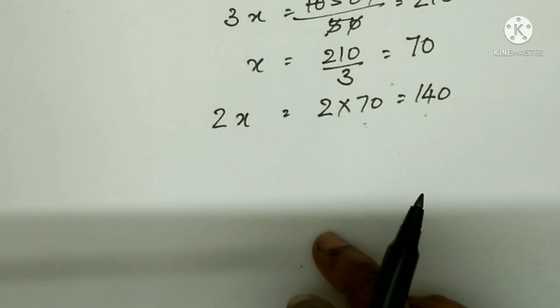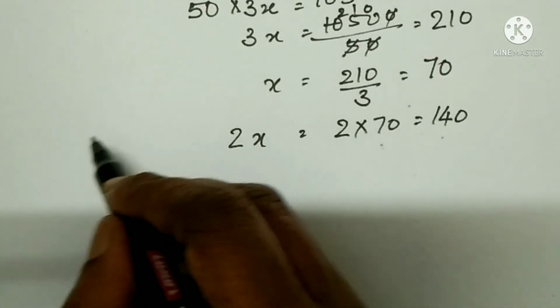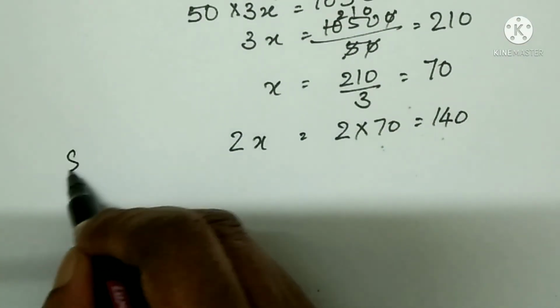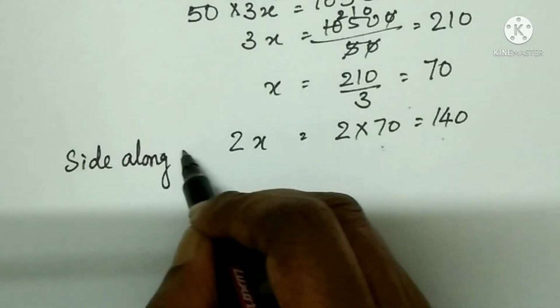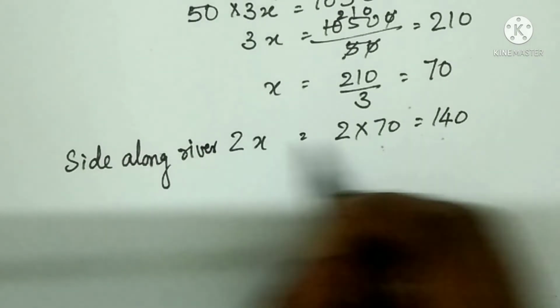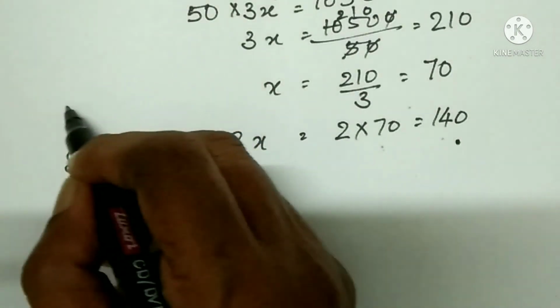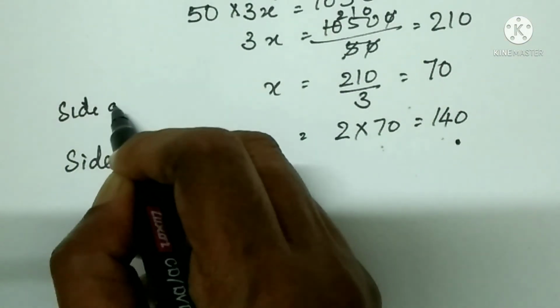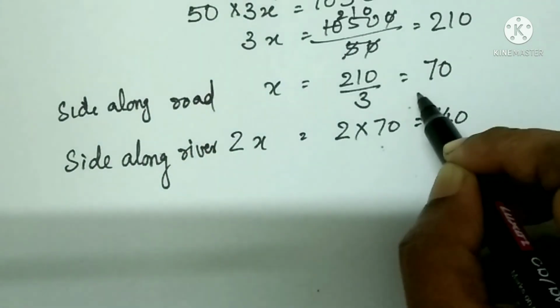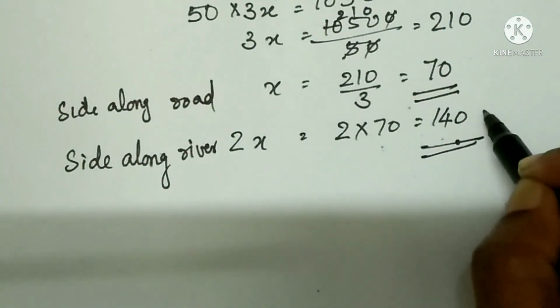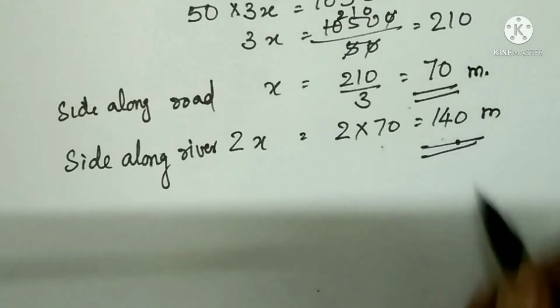Find the length of the side along the river. So this is the side along the river. Along the river is 140 and side along the road is 70 meters. Okay.